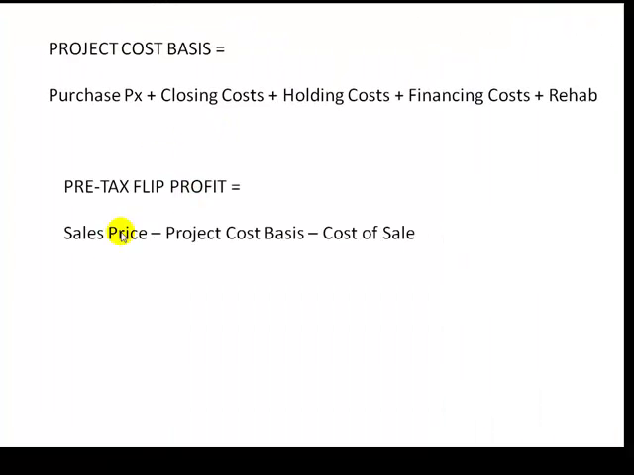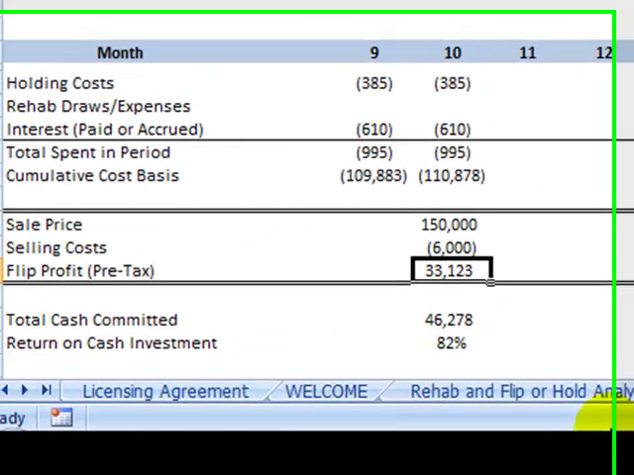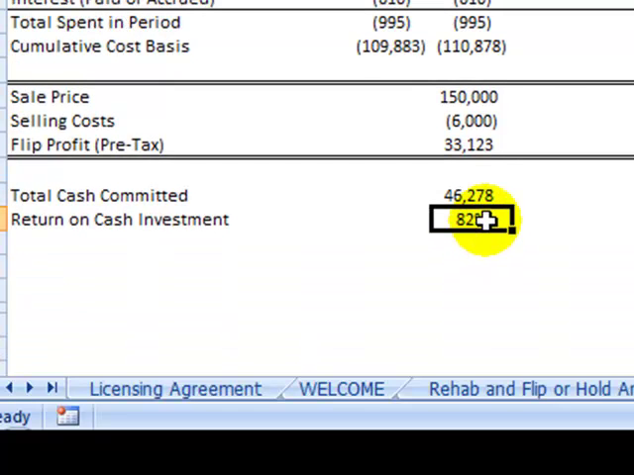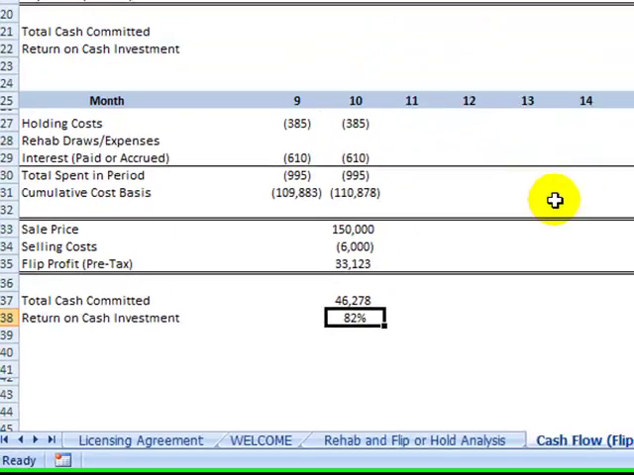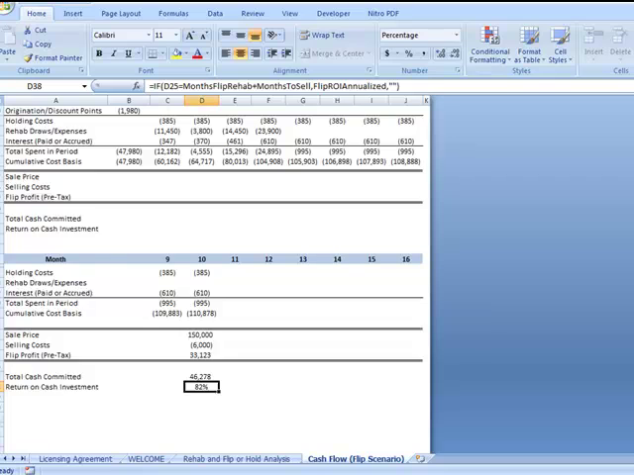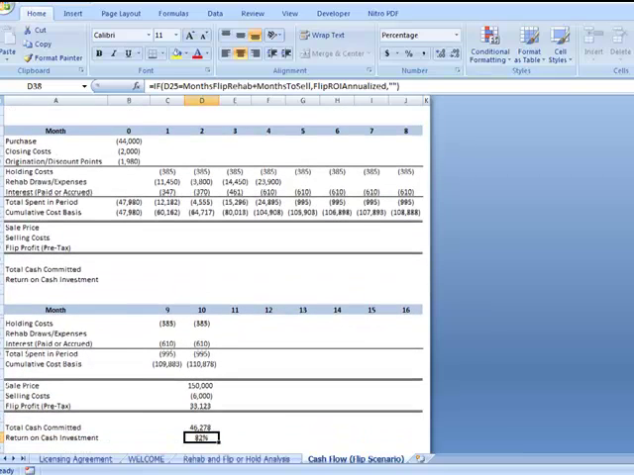pre-tax flip profit is sales price minus project cost basis minus cost of sale. So you can see that my total cash committed was $46,278. My return on cash investment would have been 82%. So this is a very handy schedule to have for yourself, or if you want to present this deal to somebody else.